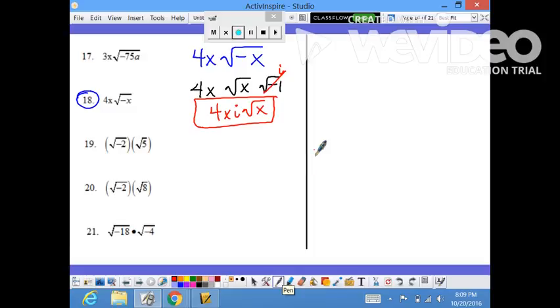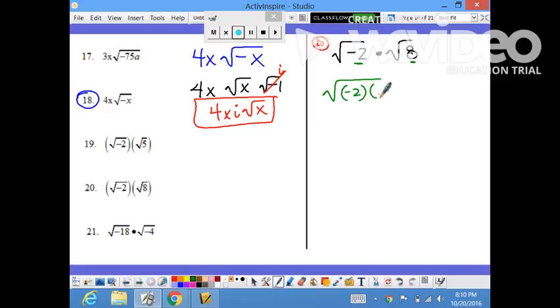Number 20. Number 20 says the square root of negative 2 times the square root of 8. All right. Again, remember that we talked about before you did this, it says when I have the square root of a times the square root of b, just rewrite it as the square root of a times b. So you have the square root of negative 2, which is your a, times the 8.